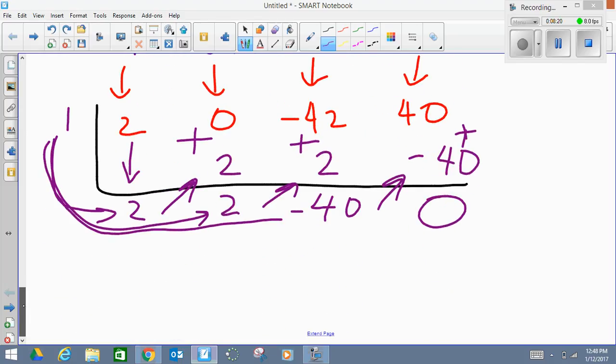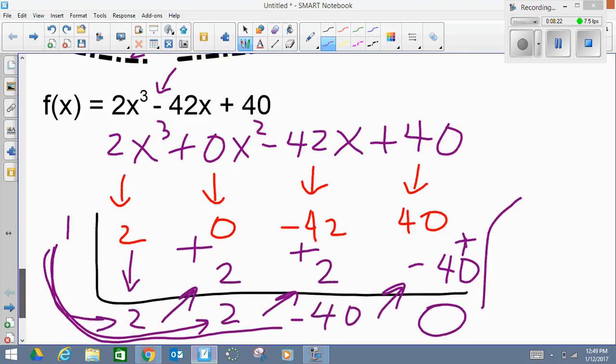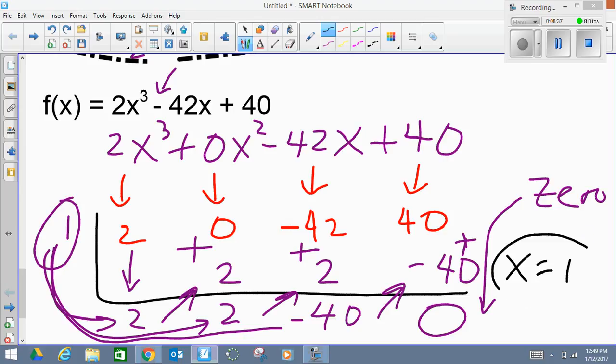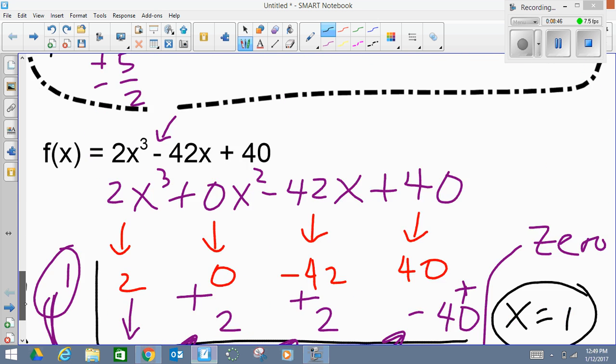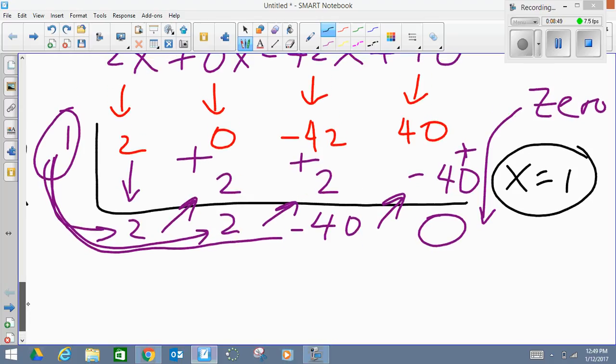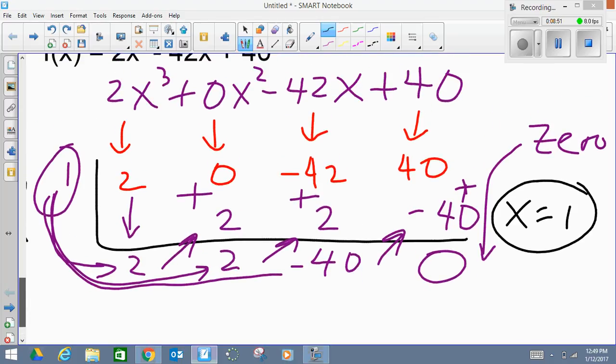Woohoo, nice. So because I got a 0 as a remainder, that means the value that I was using, this one, is one of the answers. So x equals 1 is my first answer. And if you notice, it took me only the first value. Sometimes it takes a couple of values to find the first answer, but we're lucky right now. So x equals 1.